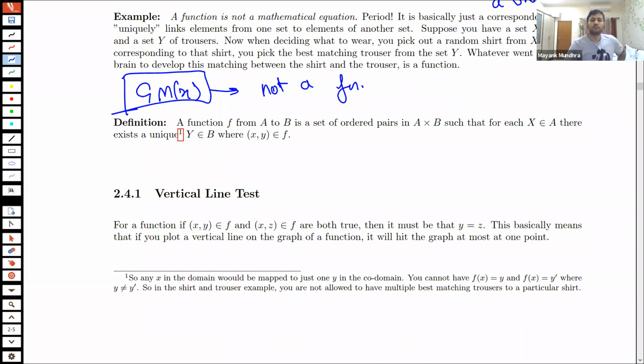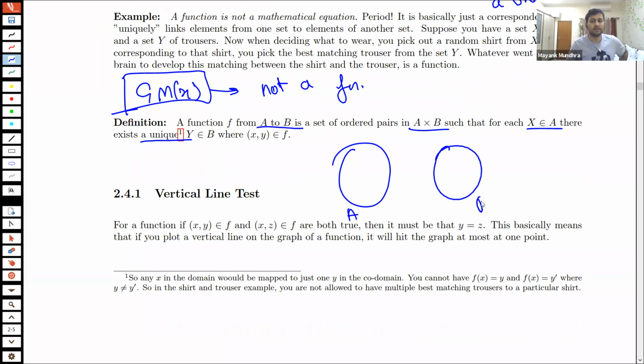So the definition of a function from set A to set B is a set of ordered pairs in A cross B such that for each X belonging to A, there exists a unique Y belonging to B. So there is this set A and there is this set B, and there is some element X here. For every element X here, there is an element Y here, such that Y equals F of X. So that's the definition of a function. A function is really just a Cartesian product of elements from A and elements from B.